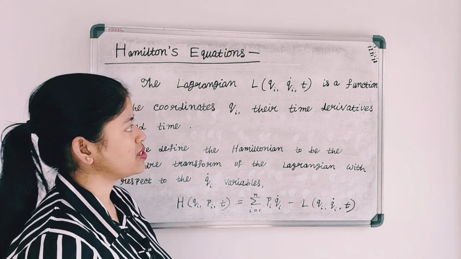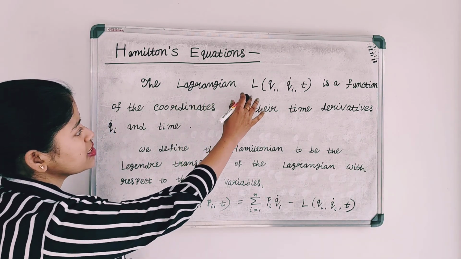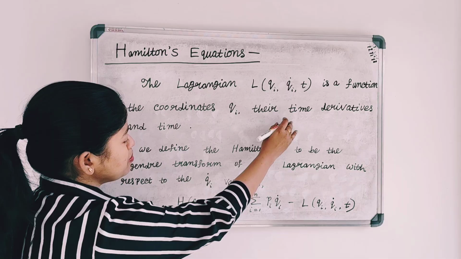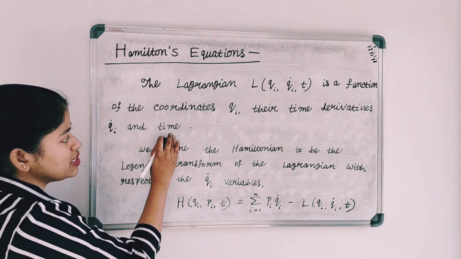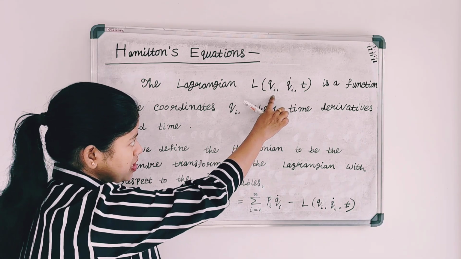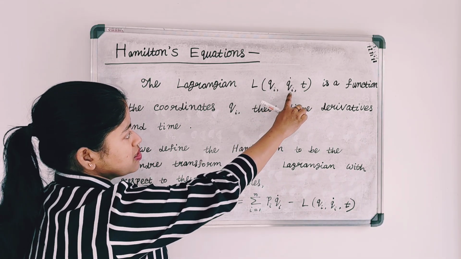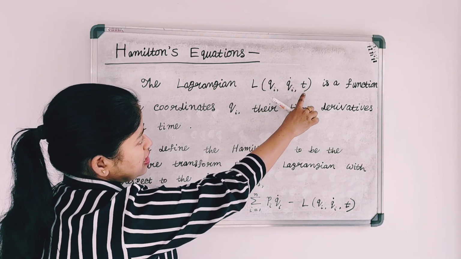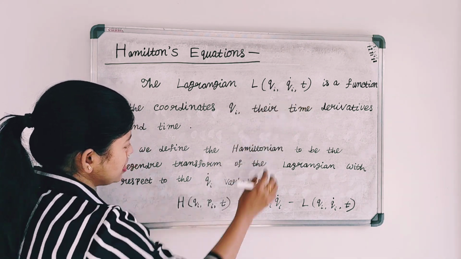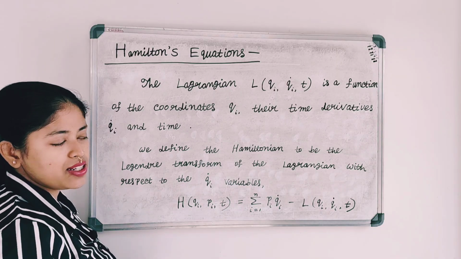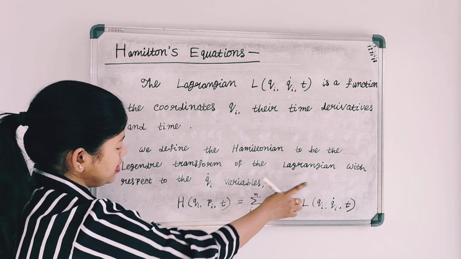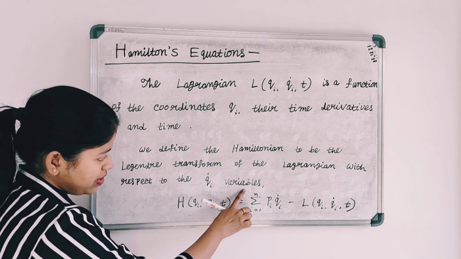Now the Hamilton's equations. The Lagrangian L is a function of the coordinates qi, their time derivatives qi dot, and time t. So the Lagrangian of the system L is a function of generalized coordinates qi, generalized velocities qi dot, and time t. Then we can define the Hamiltonian to be the Legendre transform of the Lagrangian with respect to the qi dot variables.